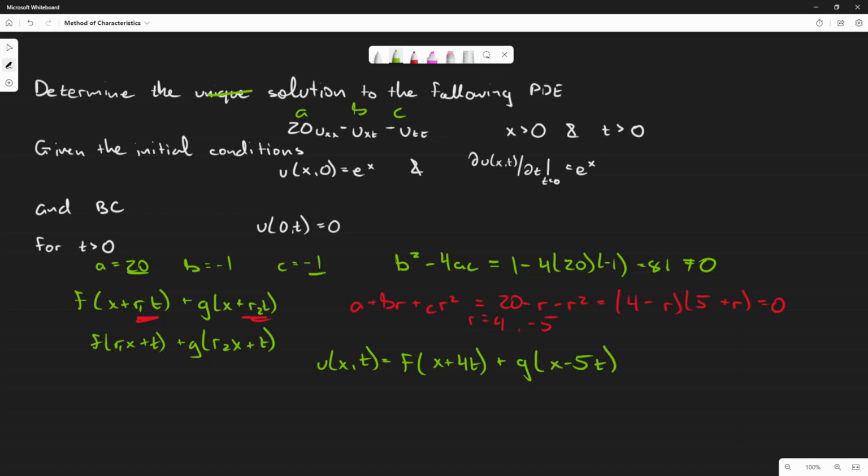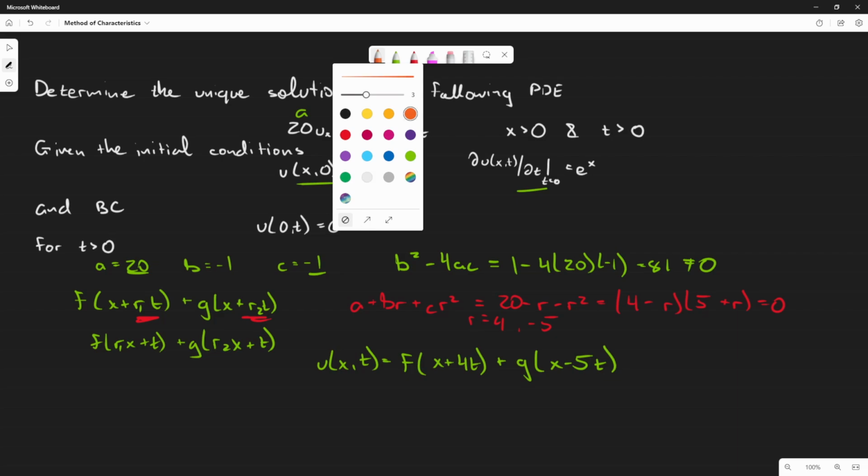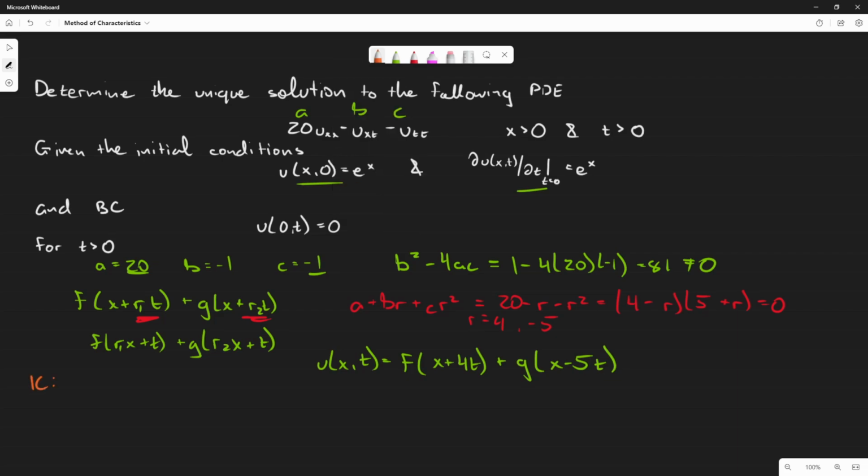We need to find a unique solution that satisfies these initial conditions, so we're going to go ahead and apply them. We'll do the simplest one first, which is the initial condition u(x,0) equaling e to the x. This one is just a simple plug-in to the solution. This will be f of x plus 4 times 0, which is 0, so we get f of x, and same thing here, it's equal to g of x.